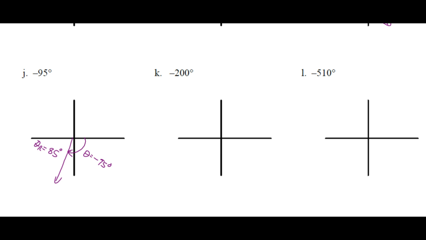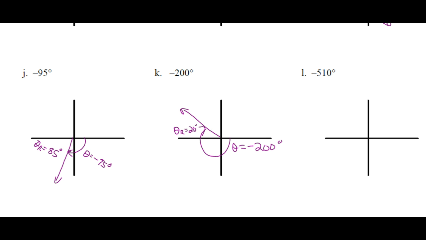Negative 200. Okay, negative 90, negative 180. Let's go 20 more. Let's put an arrow on here. So we say theta is negative 200 degrees. Always remember the degree symbol. How much further did I come from here to here? Because this is my reference angle. So what's this angle? 20. Okay, so theta r is 20, right?